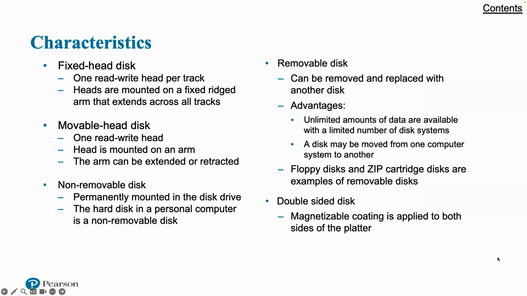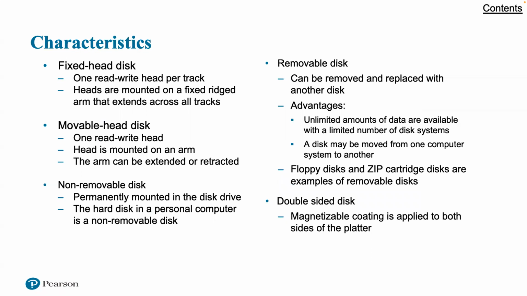Let's now talk about the characteristics. First, the head may either be fixed or movable with respect to the radial direction of the platter. In a fixed head disk, there is one read-write head per track. All of the heads are mounted on a rigid arm that extends across all tracks. Such systems are rare today.